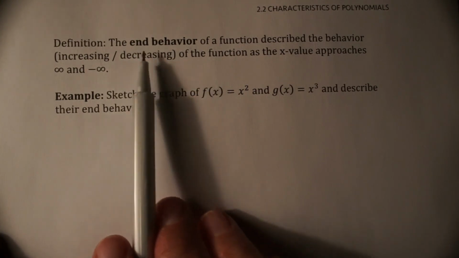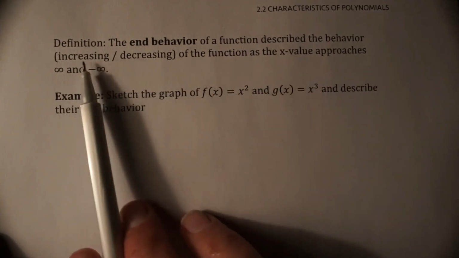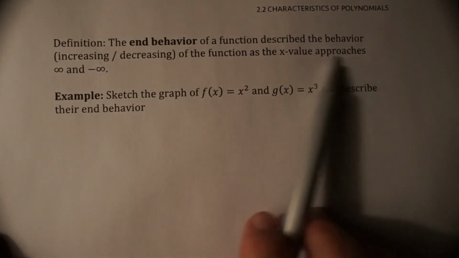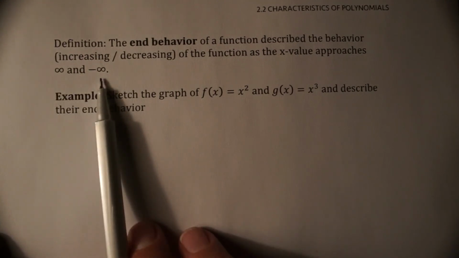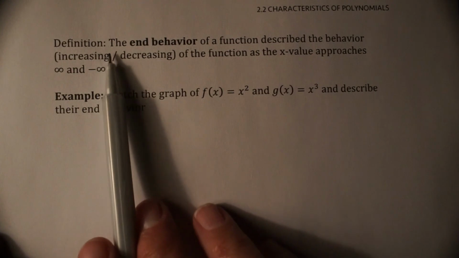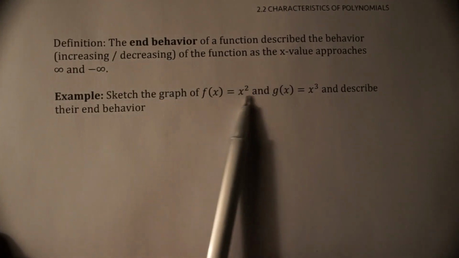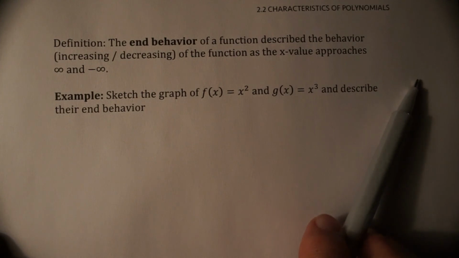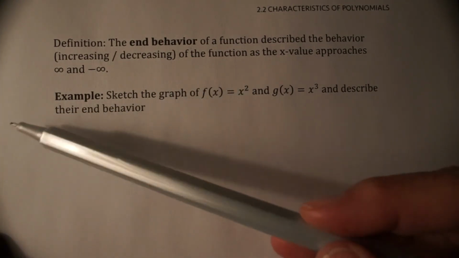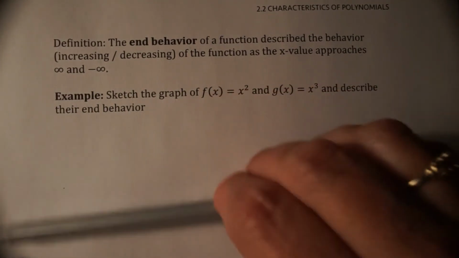And it describes, so I'll read the definition to you. The end behavior of a function describes the behavior, increasing or decreasing, of the function as the x values approach infinity or negative infinity. So that's a pretty technical definition, but really what the end behavior does is say what is happening to the y values as my x's become very big in the positive direction, and what's happening to the y value as my x's become very, very small in the negative direction.